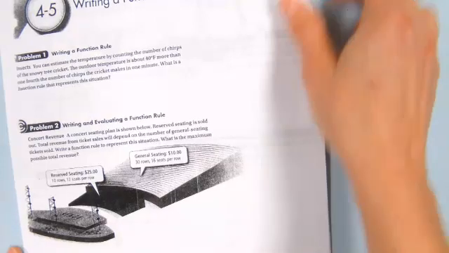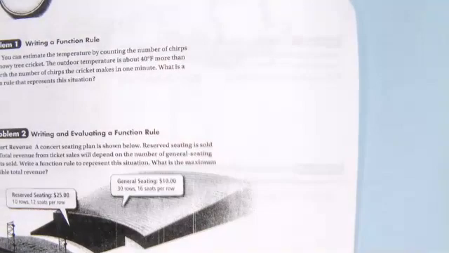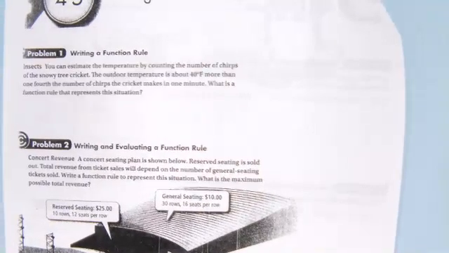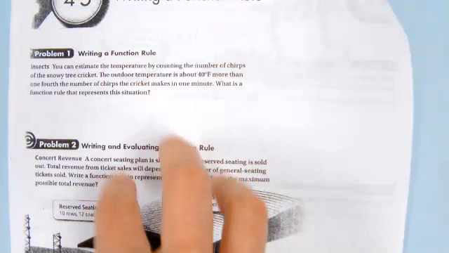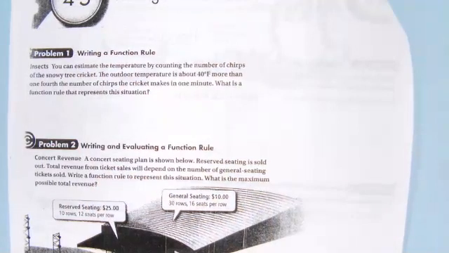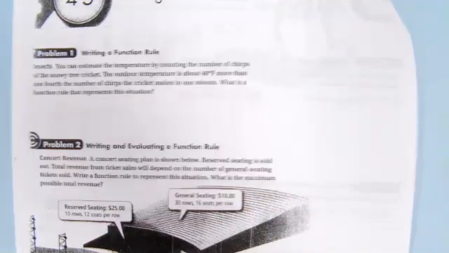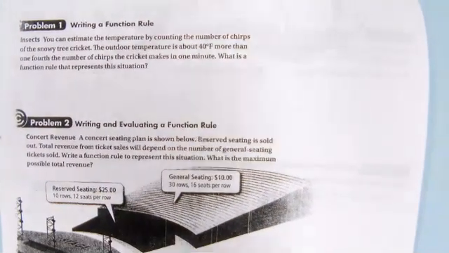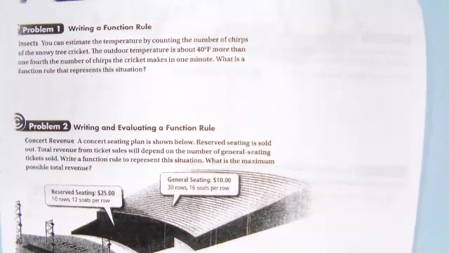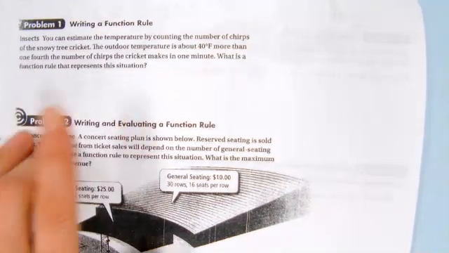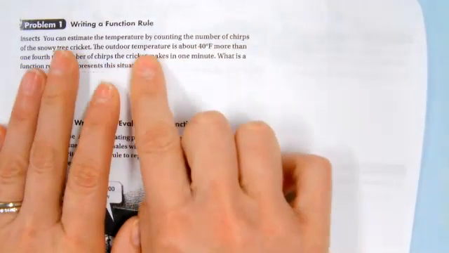Okay, so 4-5 is writing the function rule. The whole idea is that we're not going to solve pretty much anything today. We're going to read it and translate the words into an equation of some sort. So we're just going to practice. There's only 3 practices, and then I'm going to help you at least get started on the assignment, and we're going to do some of that together. Okay, so here's the first one.